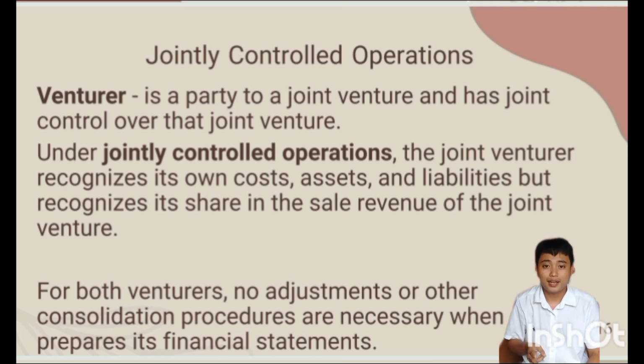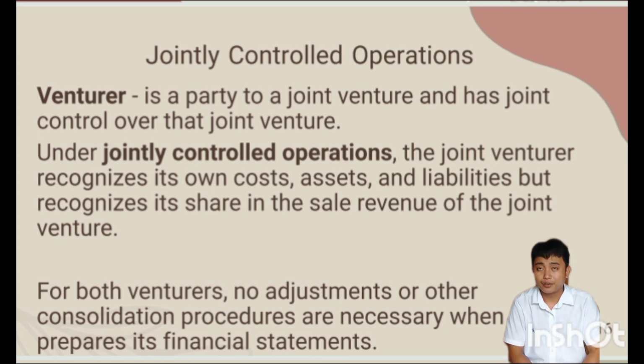So it's entity A, kay venturer siya, si entity B kay venturer po siya. So basically ang venturer kay kanang party sa isa ka joint venture. So for jointly controlled operation, under jointly controlled operation, the joint venturer recognizes its own costs, assets and liabilities, but recognizes its share in the sale revenue of the joint venture. For both venturers, no adjustments or other consolidation procedures are necessary when each prepares its financial statements.